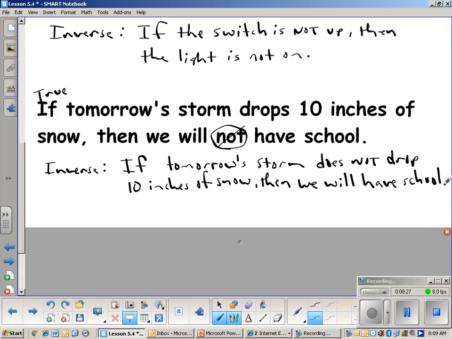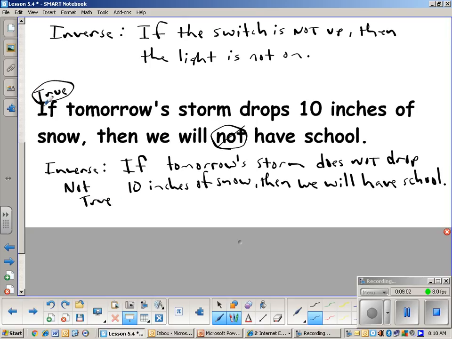Okay. Is that a true statement? No. Could be, could not be. What if it drops 9.5 inches? Is that 10? No. You think we'll have school? Probably not. What if it drops 16 inches? Is that 10 inches? So if it drops 16, that's not 10, right? Would we have school tomorrow? No. Okay, so this is not true.